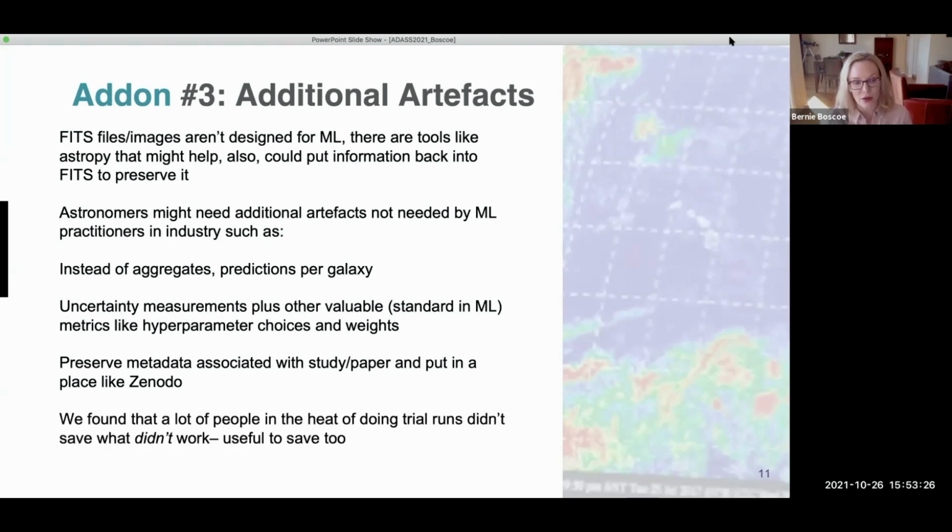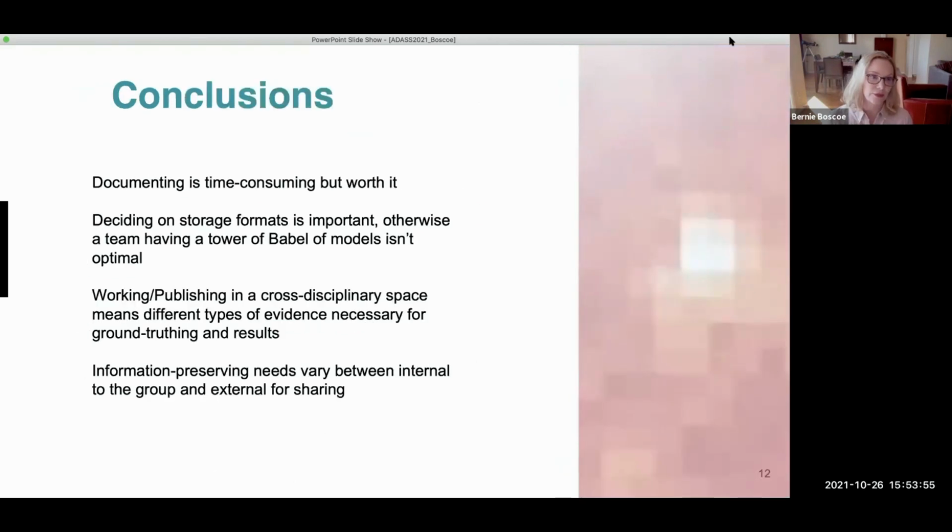We found in our work that a lot of people doing all of the tinkering and the trial runs didn't save what didn't work. And I feel this would be useful to save too. It's all of these things that someone else tried and it didn't pan out. Good to know for the future about why models would go awry and not give you the results that you're looking for. And also a breakdown of looking at what metadata is for your team and then what is for public use for reproducibility's sake.